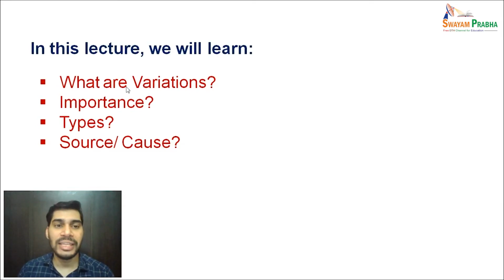Then we will see why it is important to study variations. Why is it an important part of evolution? We'll also discuss the different kinds of variation that exist between the individuals and the population as a whole. And lastly, we will talk about the various sources or causes of variation between the population and the individual as such.